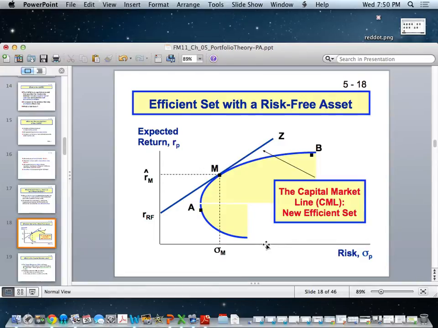Students often confuse the security market line and the capital market line. The security market line has beta in it. The capital market line has sigma in it. So the risk is total risk here in the capital market line. The security market line is a relationship between expected return and beta, whereas this is the relationship between expected return and the total risk of a portfolio.